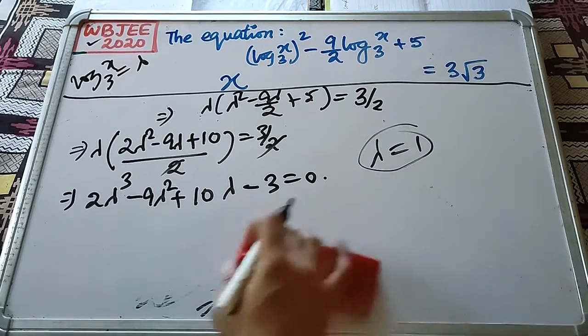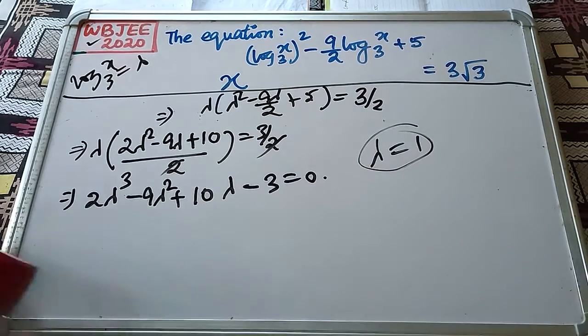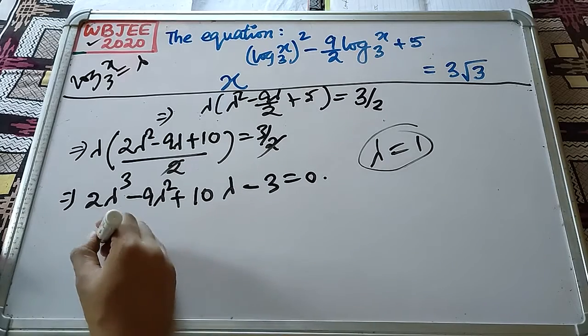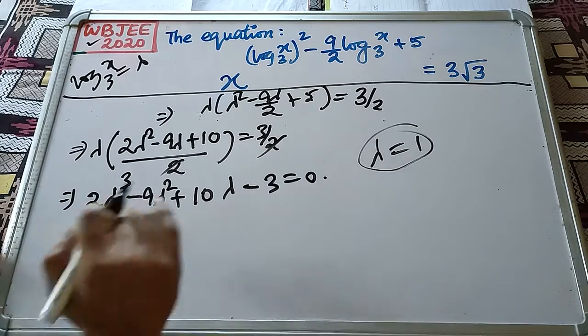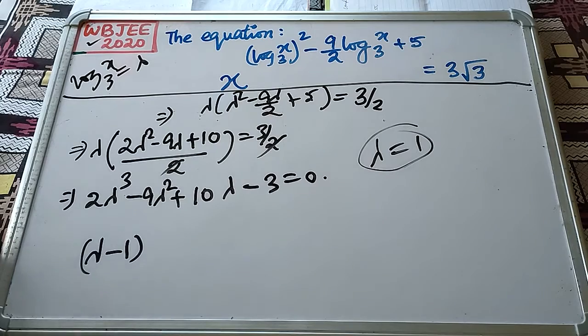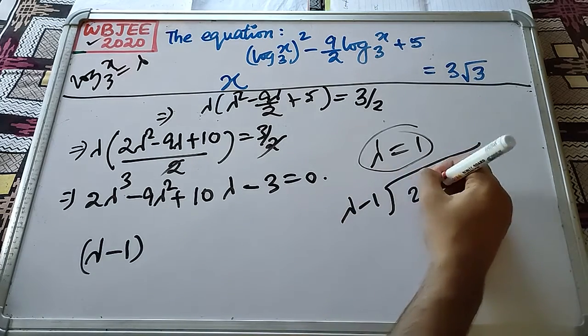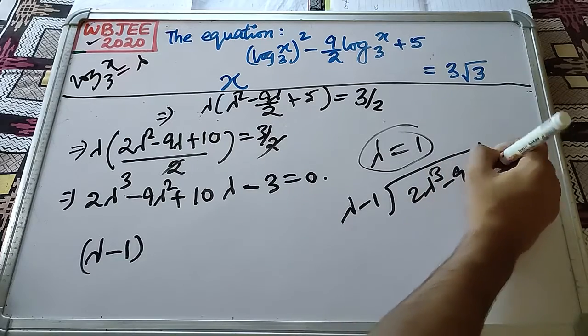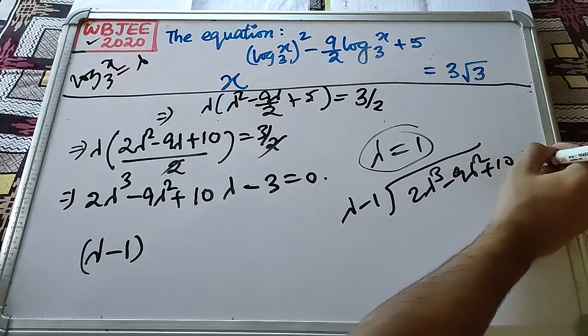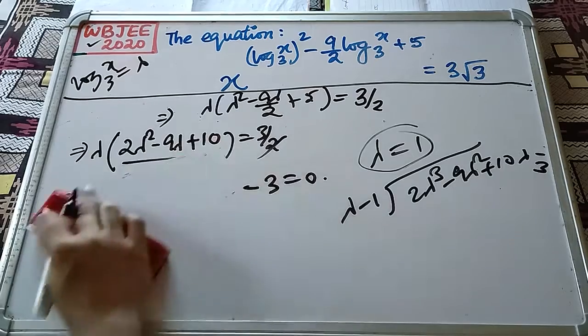So now let us use that technique which we used in our junior classes, that we will divide it by lambda minus 1 to get the other two factors, that is lambda minus 1, and here it will be 2 lambda cube minus 9 lambda square plus 10 lambda minus 3. So now let us solve this.